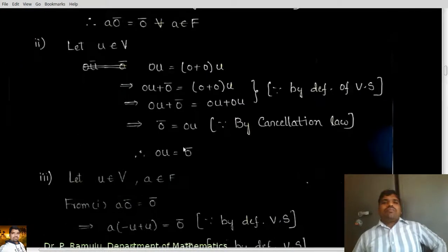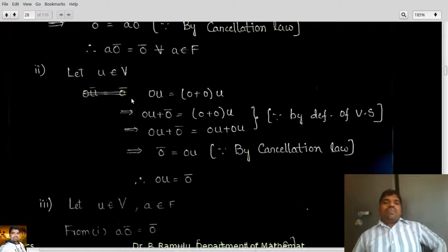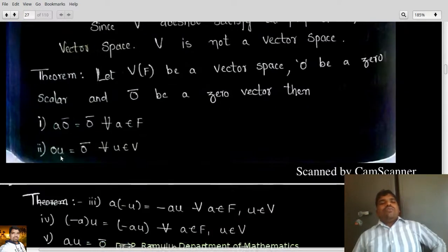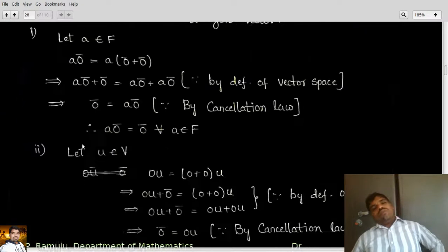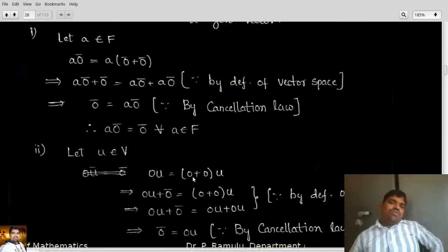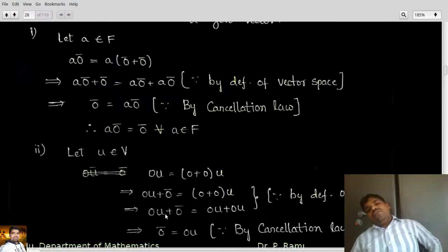Second one, let u belong to V. I am taking 0 into u. Here 0 is 0 plus 0, so 0 into u equals (0 plus 0) into u, that is 0 u plus 0 u. These are vectors, and adding them we get this. So 0 into u equals 0 bar plus 0 u, and cancelling out both, we get 0 bar equals 0 u by the cancellation law.